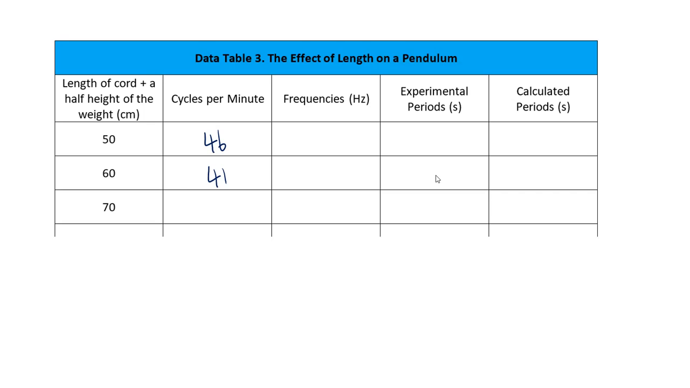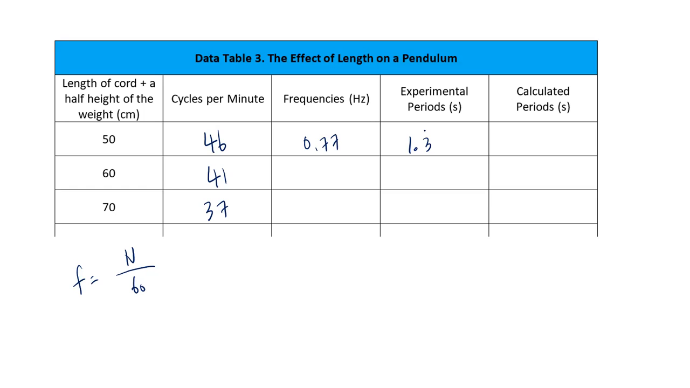Here is 37. And now we're going to calculate the frequency. Frequency is equal to the number of cycles divided by 60 seconds. Then 46 divided by 60 equals 0.77 hertz. The inverse is 1.3 period.